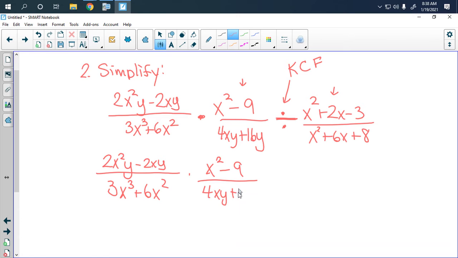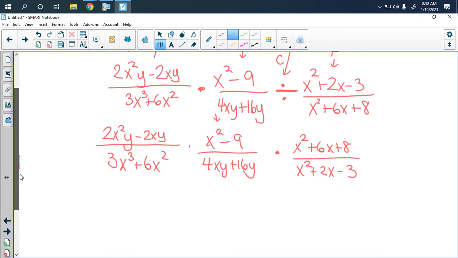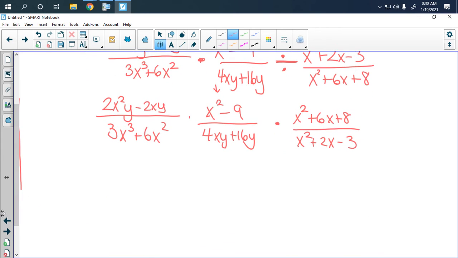So all I'm gonna do here is keep this fraction the same, change division to multiplication, and then flip. Keep, change, flip. Now flip this last one to be x squared plus 6x plus 8 over x squared plus 2x minus 3. Now it's time to factor and cancel. So go ahead and pause your video and see if you can factor each of these numerators and each denominator on your own.